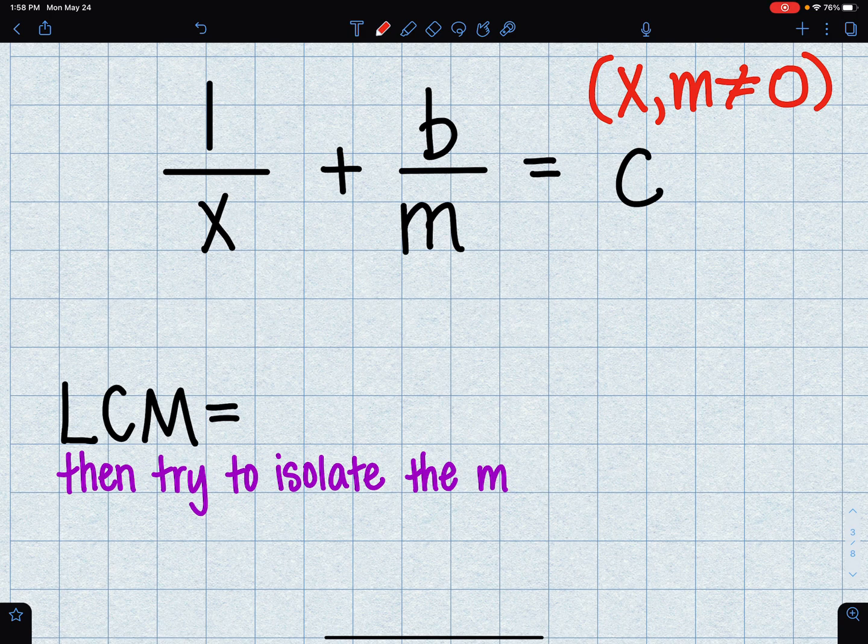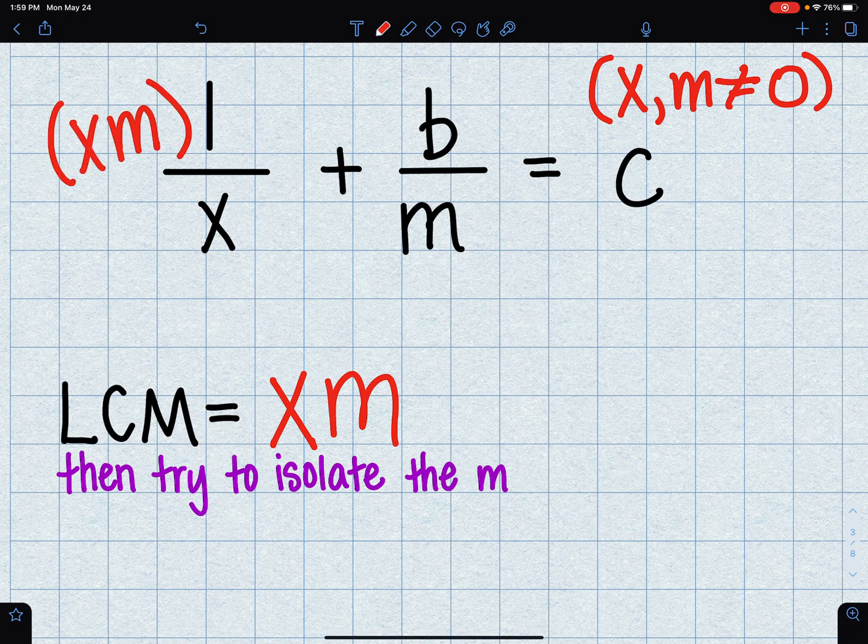Now, the first thing that we do is find the LCM. The LCM in this example is going to be xm. And then we do the same thing as we would with numbers. We multiply every expression by xm, and even the c by xm. And so that way we get rid of those denominators, okay?